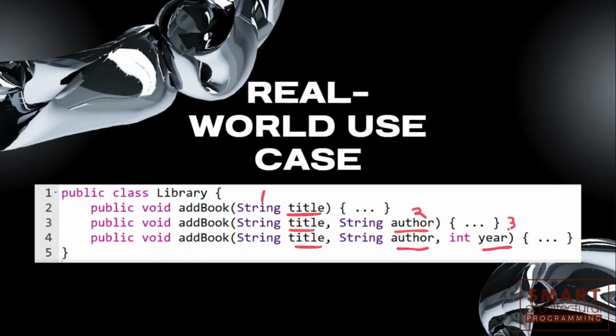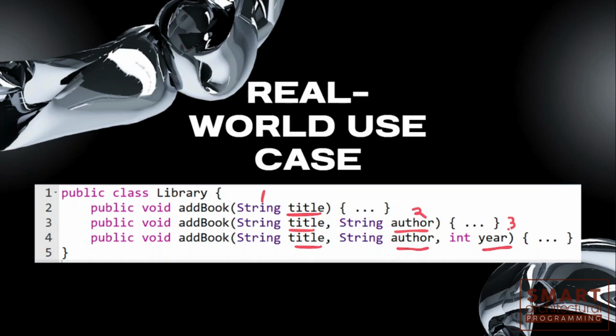This gives users of your class flexibility while keeping the method names meaningful and consistent. It gives someone the opportunity to add a book that has only the title available, a book with a title and an author, or a book with a title, author, and year it was published. So this is one of the use cases where we would use Java method overloading.